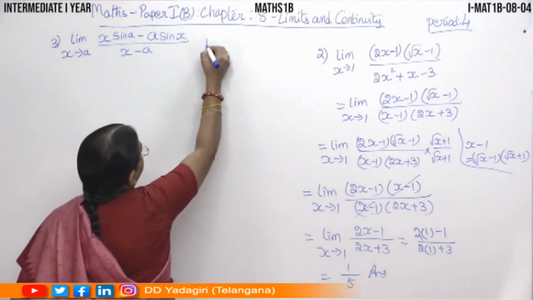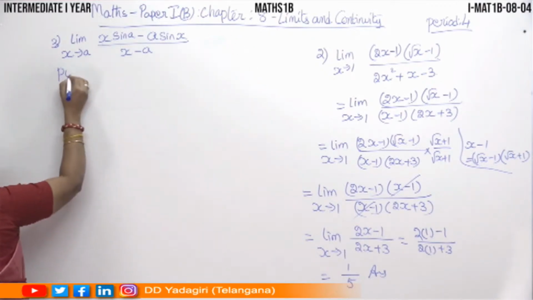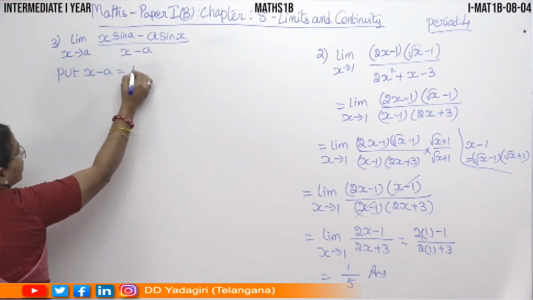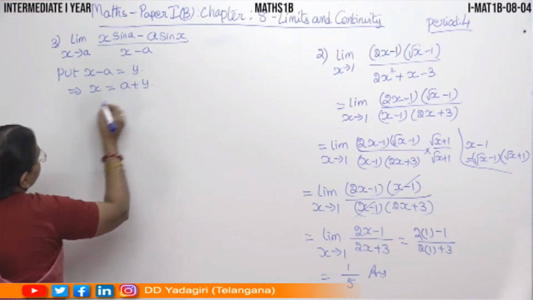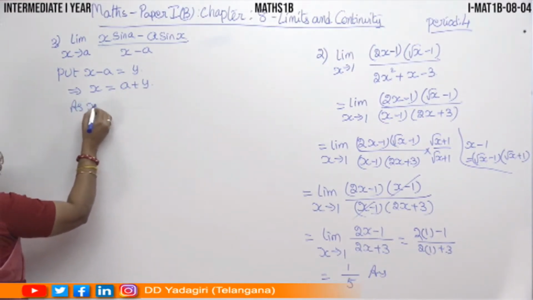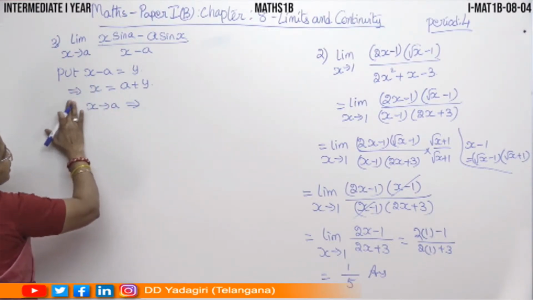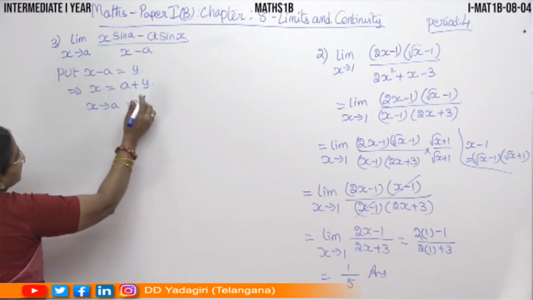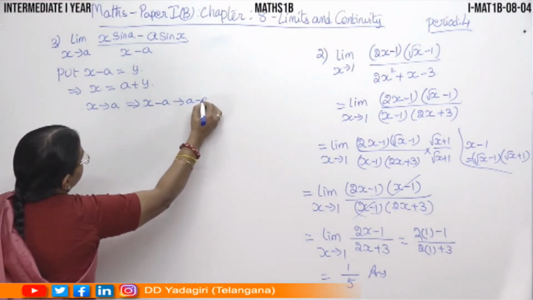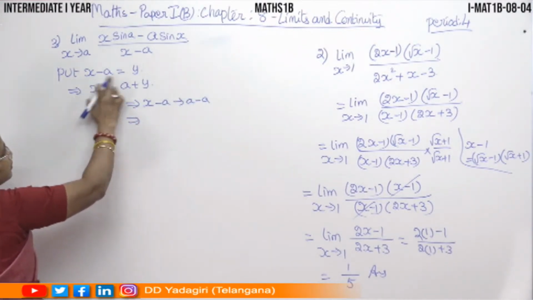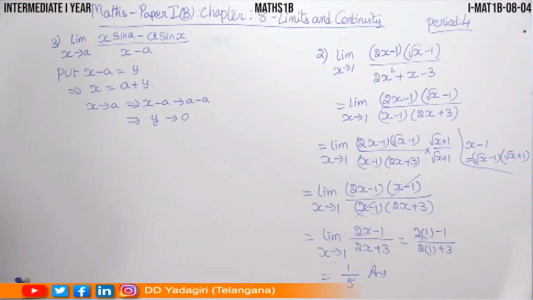Put x minus a is equal to some y. Then it implies that x is equal to a plus y. Now as x tends to a, x minus a tends to a minus a, so add minus a on both sides. That means x minus a is nothing but y. So y tends to 0.